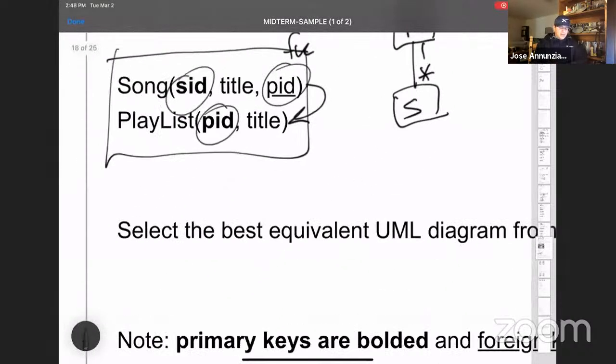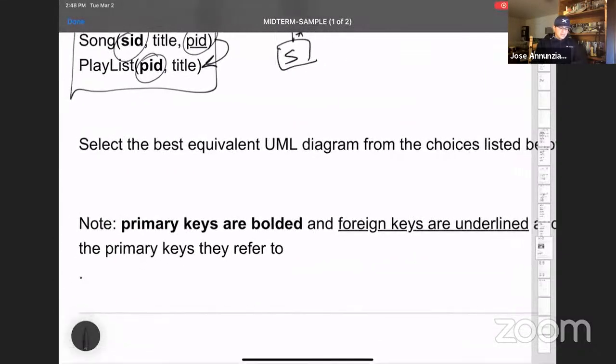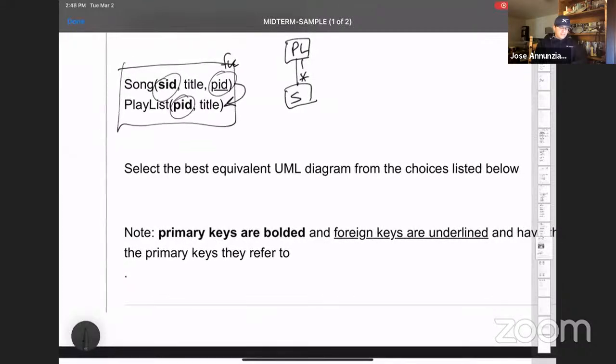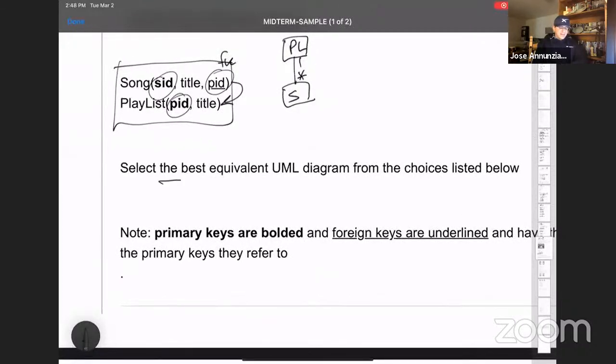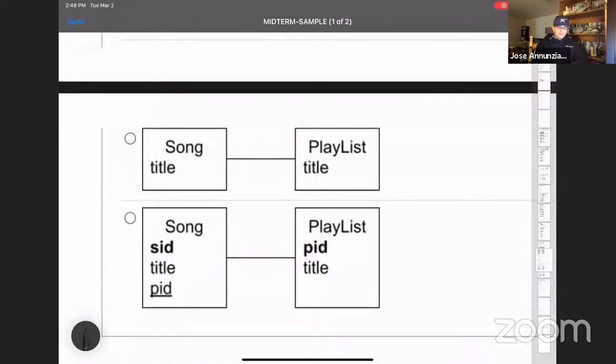Now this says here, select the best UML diagram from below that matches the equivalent UML diagram. Okay, the best. It gives us two of these. Notice that neither one of them shows one-to-many, so they're equally missing something. There's nothing that makes one better than the other for the one-to-many, so we'll need to go with something else. What's better about one than the other?